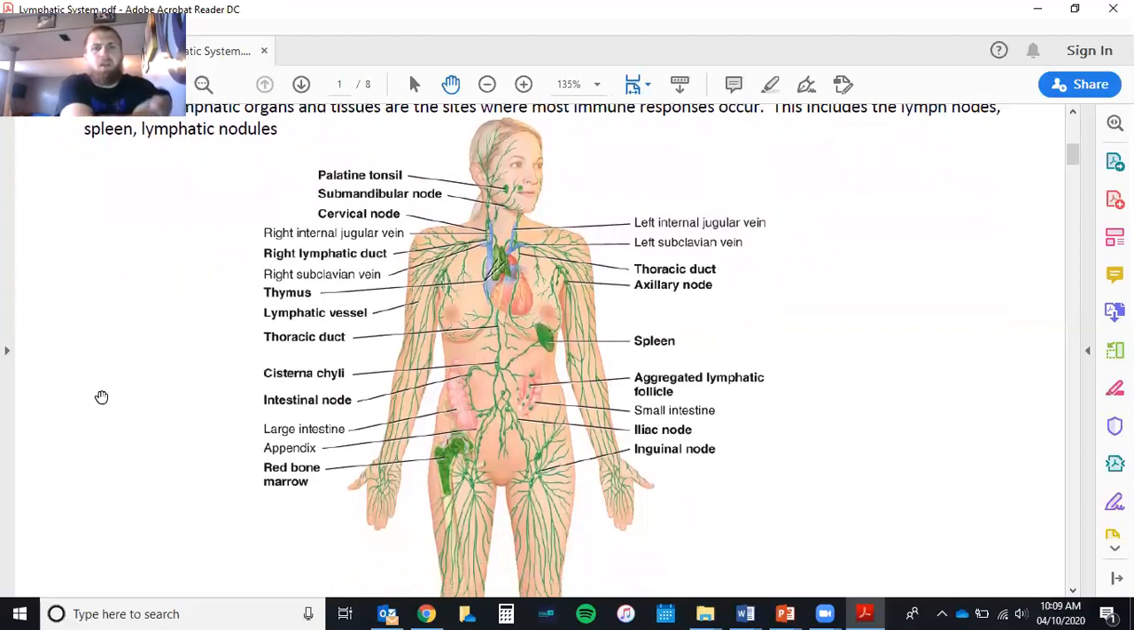This illustration is a figure from your textbook. A lot of things are labeled here. We can see many of the tonsils, palatines, the submandibular nodes, cervical nodes, the right lymphatic duct, on the left side the left lymphatic duct or thoracic duct, the cisterna chyli. These are things that we'll get into during the lecture.